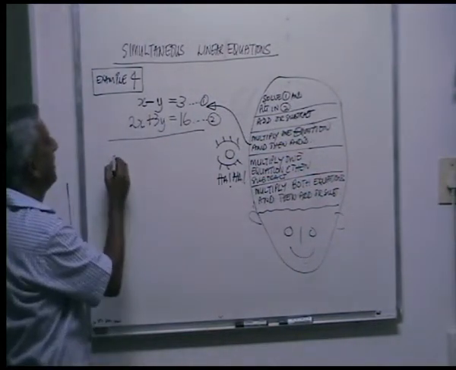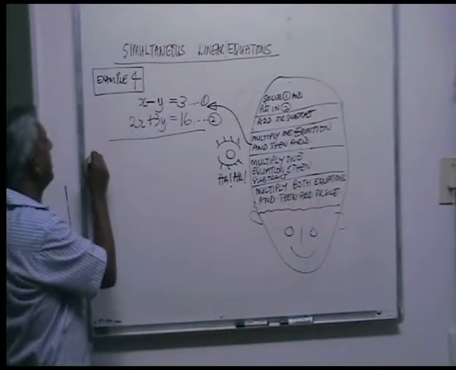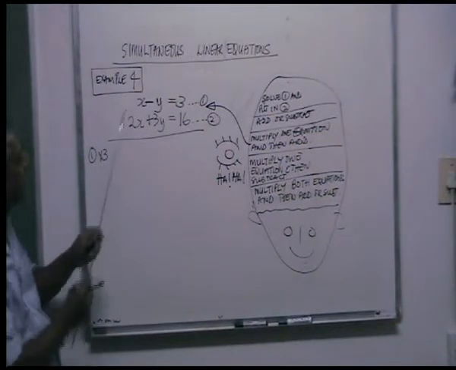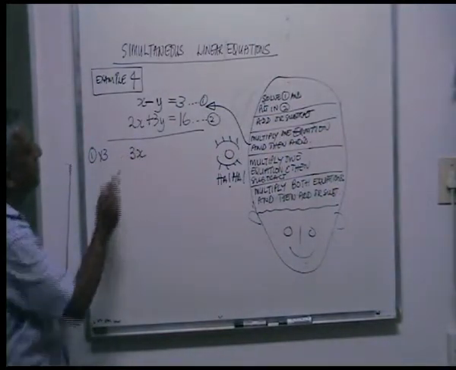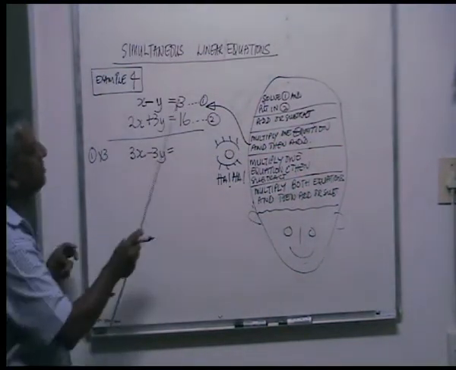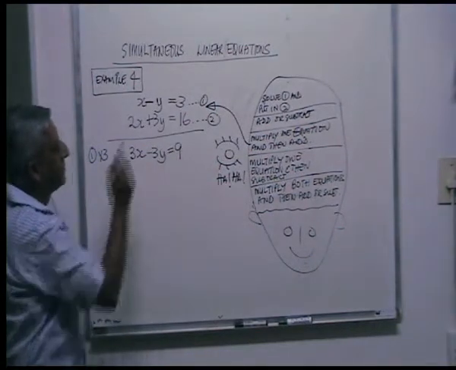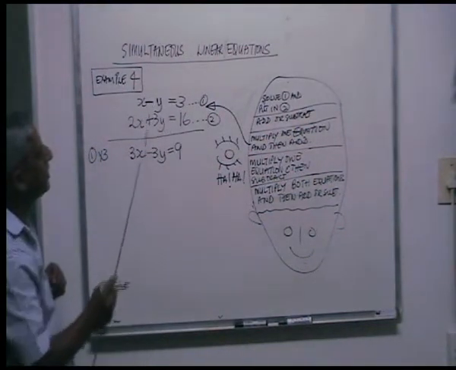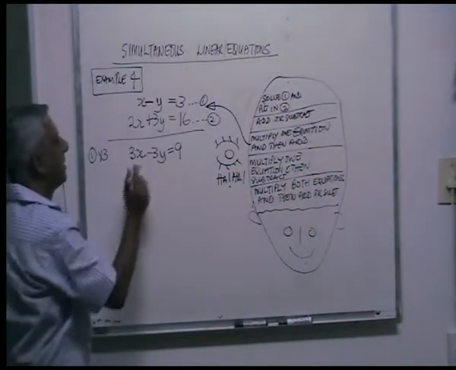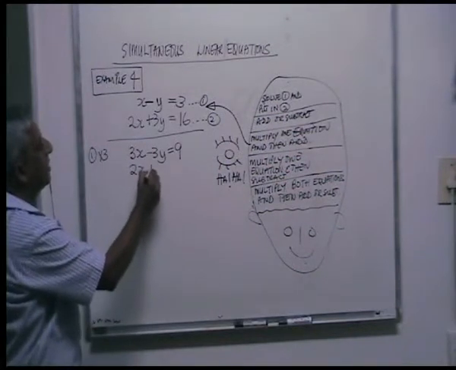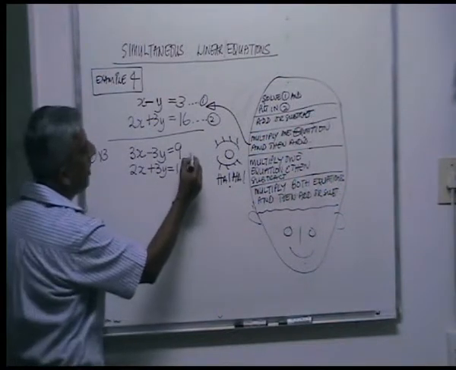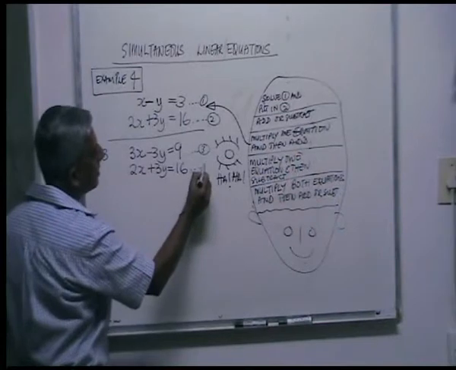So you take the first one and you multiply it by 3. So 3 times x is 3x. 3 times minus y is minus 3y. 3 times 3 is 9. So you took number 1, you multiplied it by 3. Now you take number 2 and just write it down like that. There's your 2x plus 3y is equal to 16. And now if you like, you can number this 3 and you can number this 4.